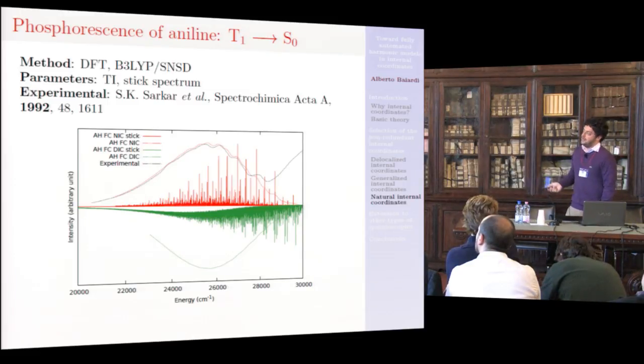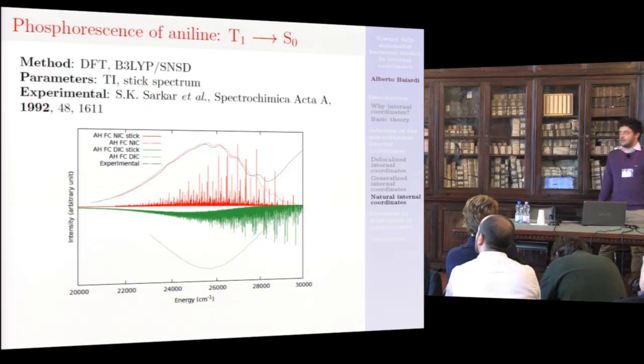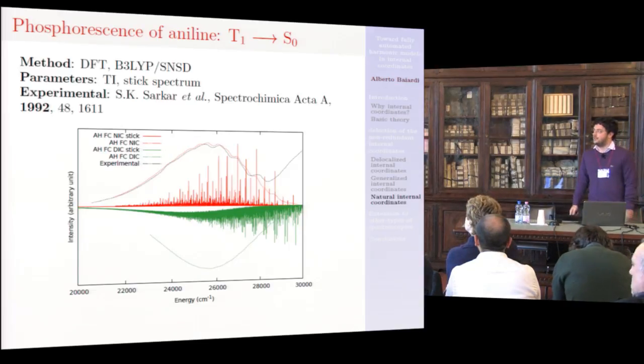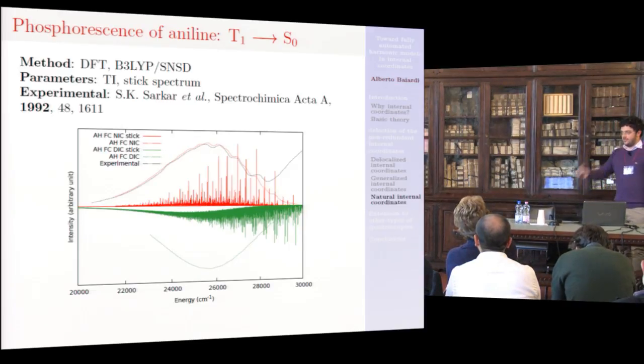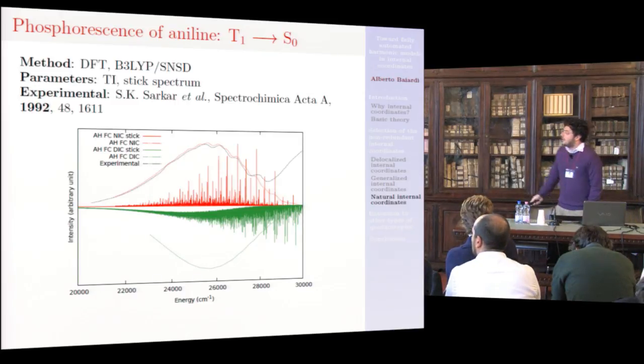The overall band shape is more or less reproduced, but if you try to assign the bands, it's more or less impossible because there is a huge progression of low intensity transitions, which makes the vibronic assignment more or less impossible.